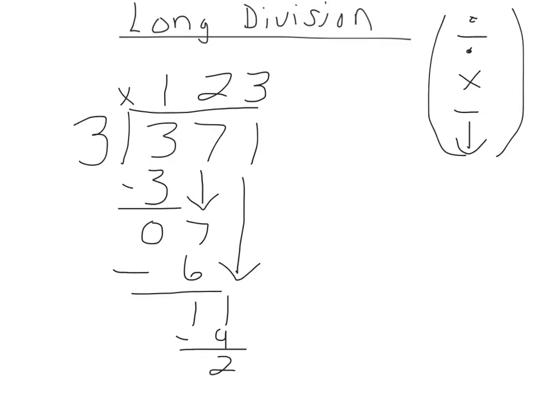Now Mr. Hall goes back up to bring down once again, except for one thing. There's nothing left to bring down. Mr. Hall has a remainder. 371 divided by 3 does not go evenly. It has a piece left over. In the past, students would say remainder 2.